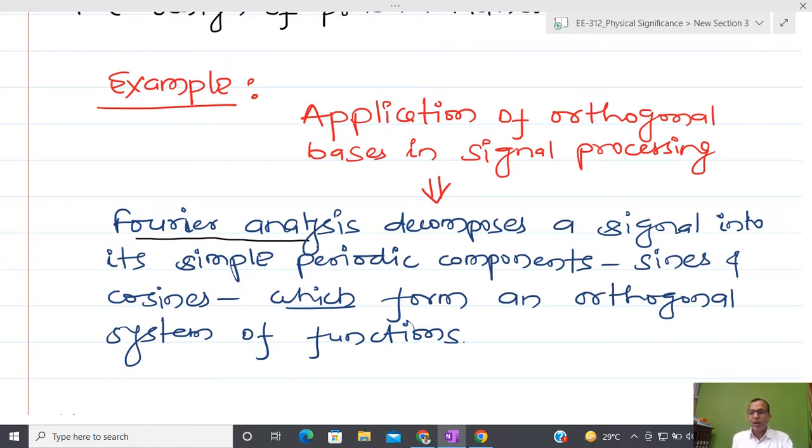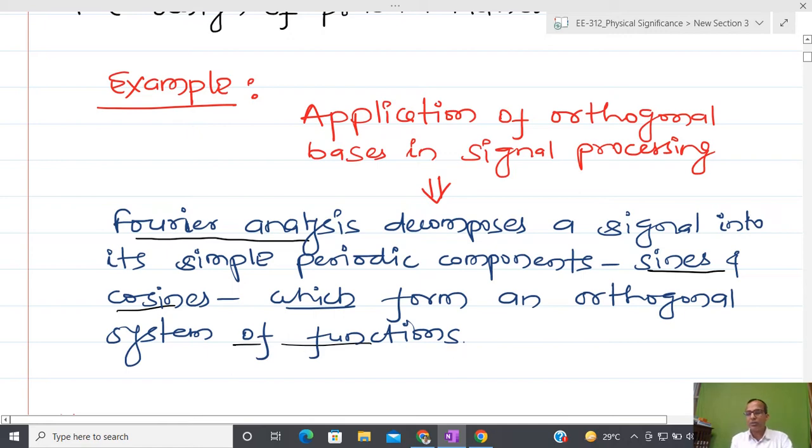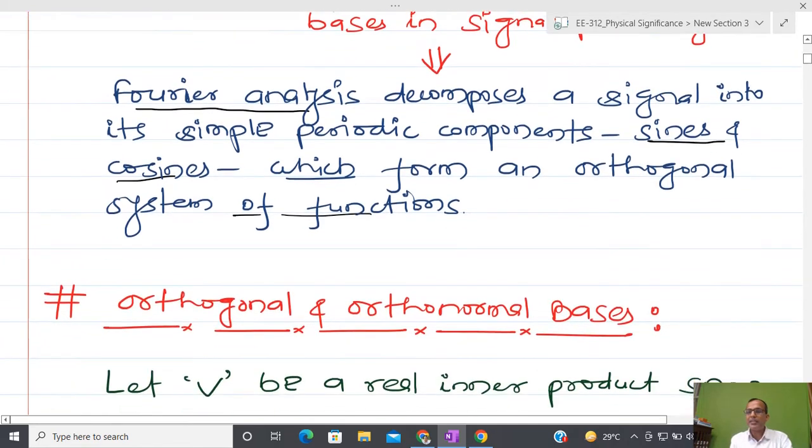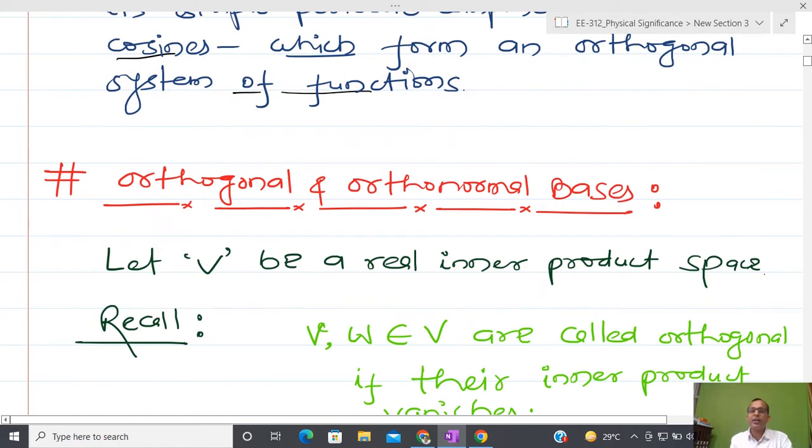Now, similar things I have written here: Fourier analysis decomposes a signal into simple periodic components. We have already learned from the first year onward that whenever we have a periodic signal, I can express that signal in the form of sine and cosine, which are an orthogonal system of functions. Means if you see the sine and cosine, they are orthogonal with respect to each other; their inner product is equal to 0.